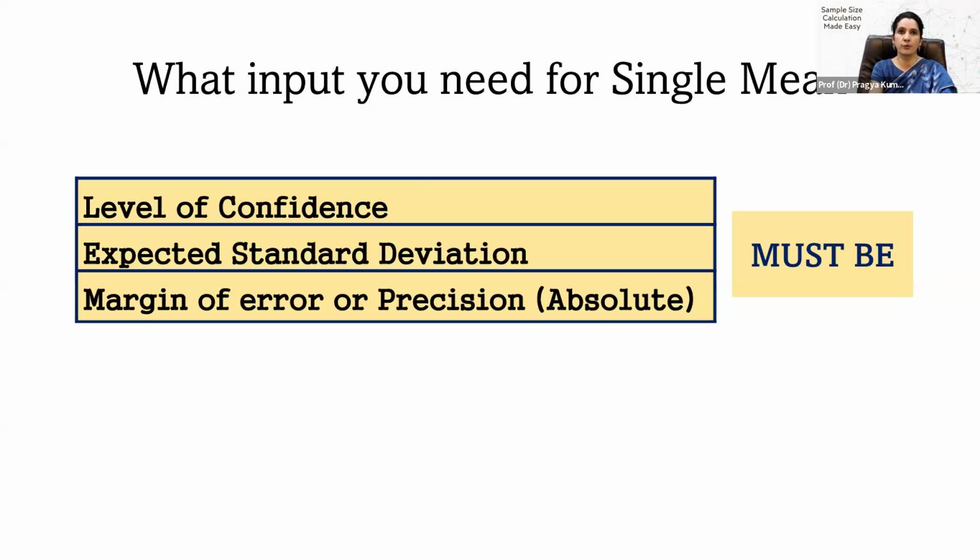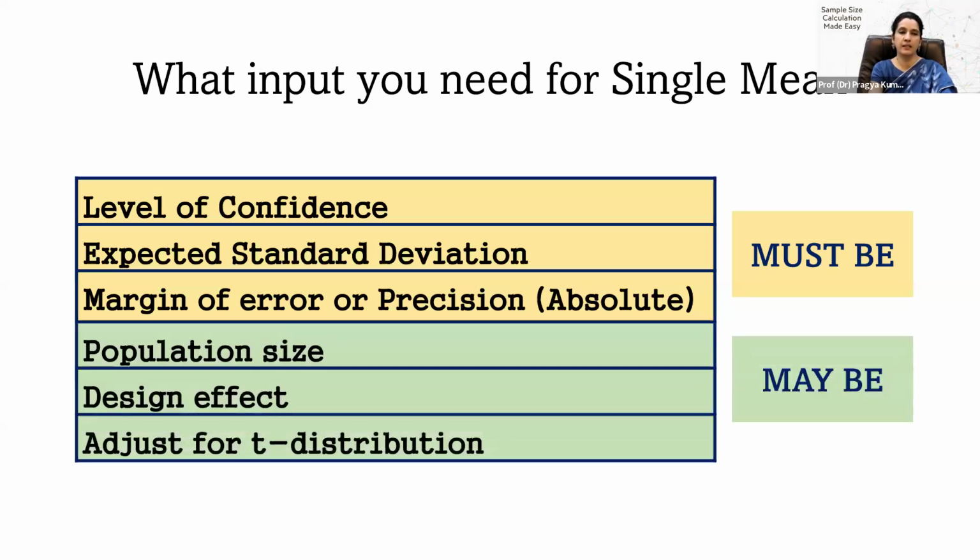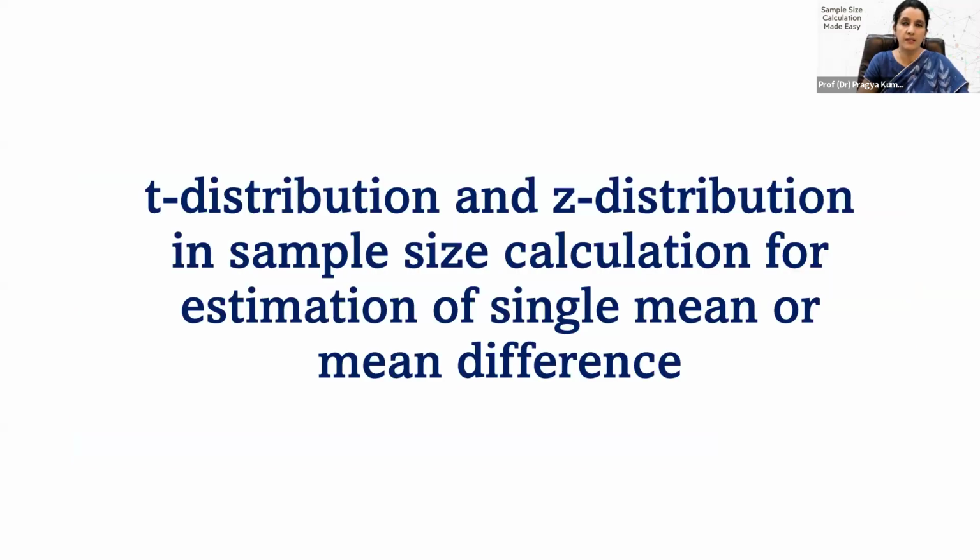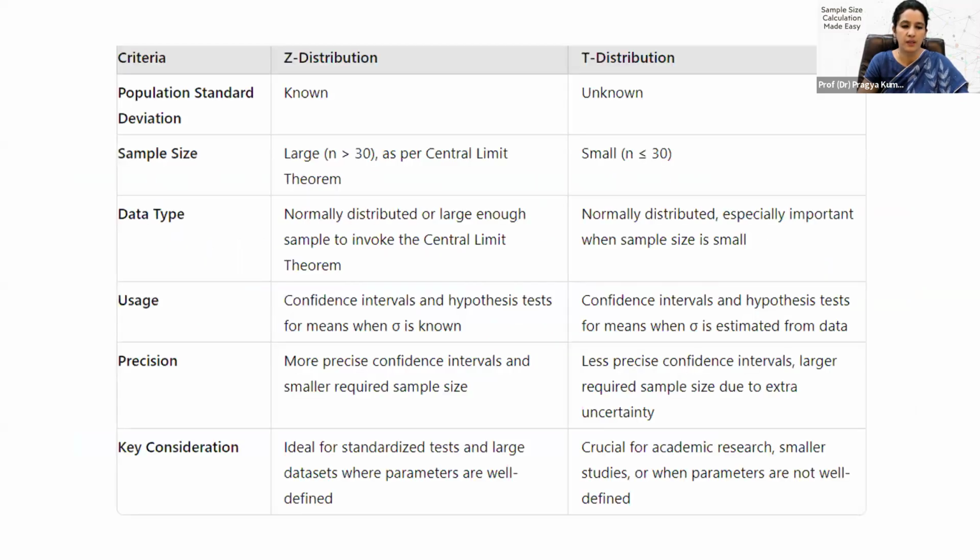So what inputs do we need if we are going for a single mean calculation? We go for a level of confidence, which is 95%, expected standard deviation, and margin of error. These three are a must. And then depending on our need, if you want to correct it with population size or design effect or t-distribution, you can apply this. So the t-distribution and z-distribution in calculation of single mean or mean difference, these are the differences between the two. We will share the slide. I'm not going into the detail of the difference between the z-distribution and t-distribution.